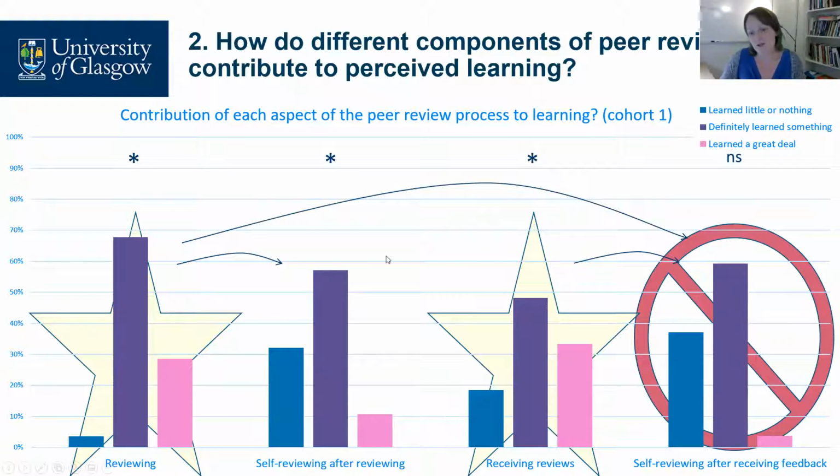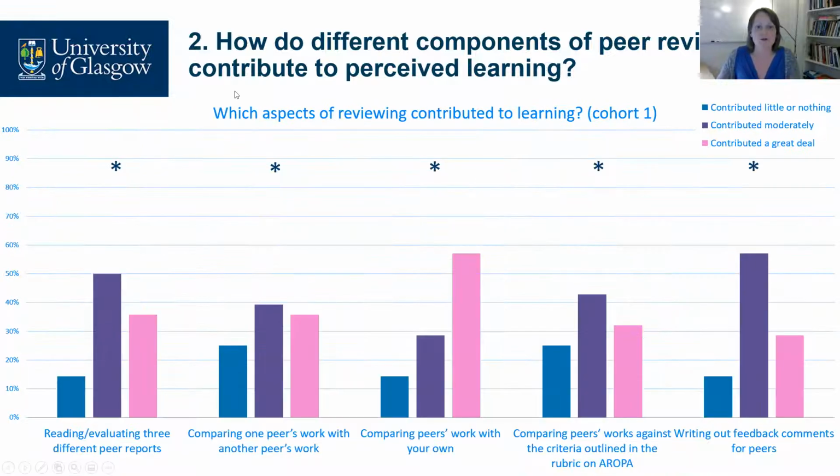So let's look at these two things in turn, these two aspects of the peer review process that seem to be most helpful to people. So we'll look first of all at reviewing. What was it about the reviewing process that was considered to be helpful? So which aspects of reviewing contributed to learning? And we identified 5 aspects down here.